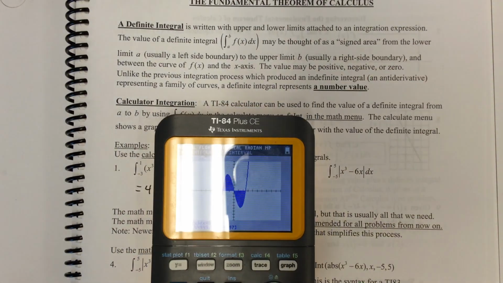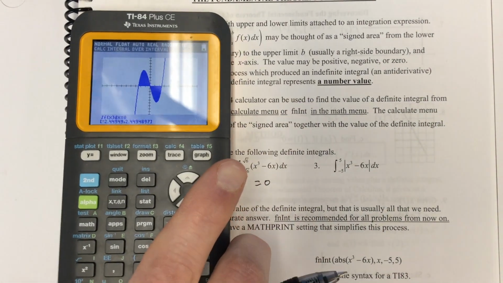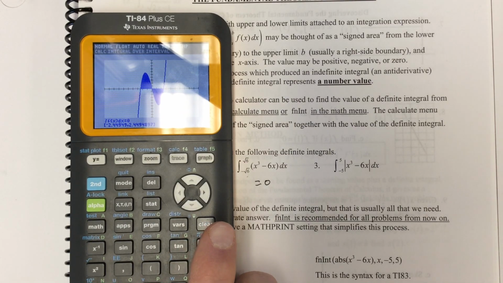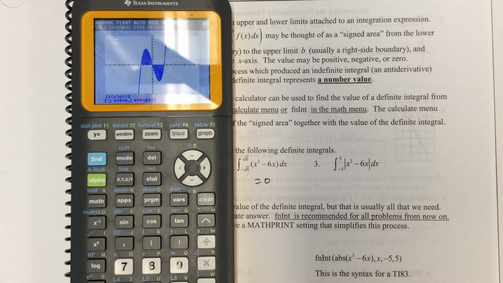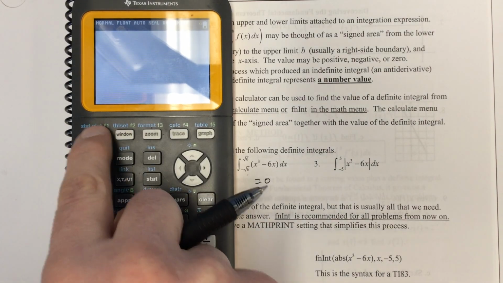You guys try this last one. Try number 3, find your answer, then we'll come back together and we'll do it together. So pause it and do that and then come back with me.